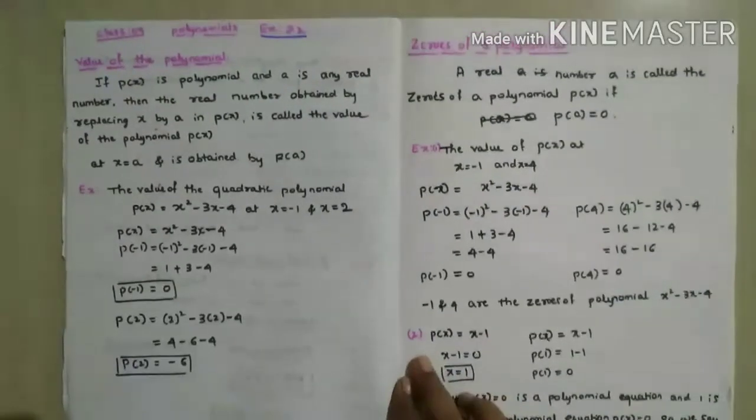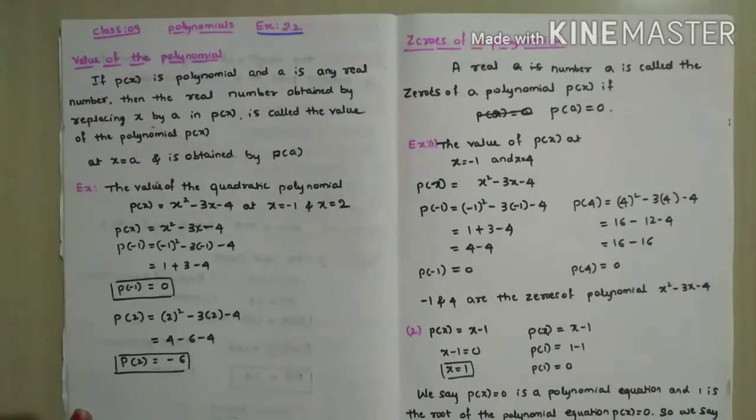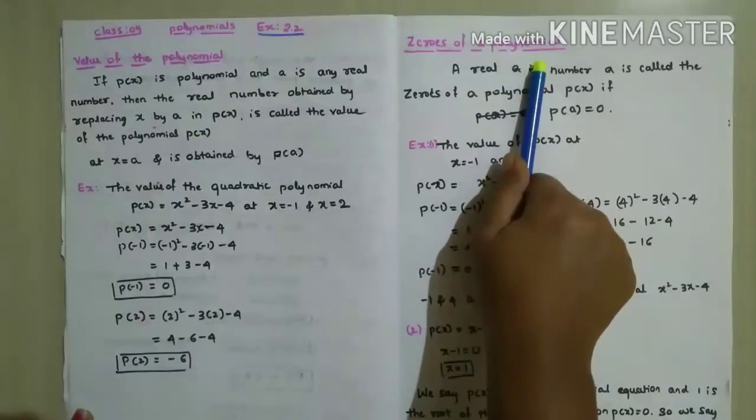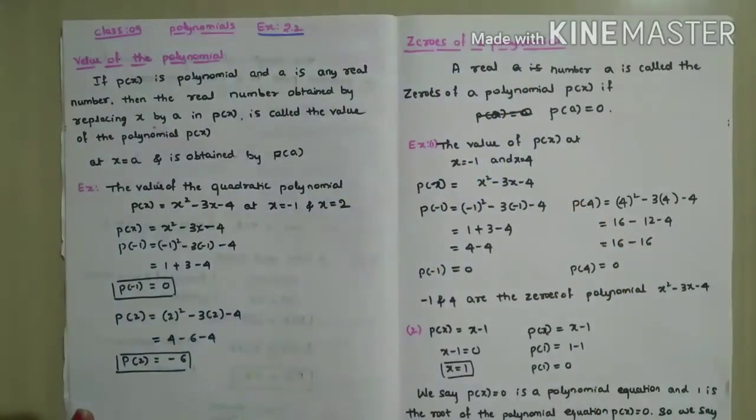Hello children, in this video we are going to learn 9th standard polynomial chapter exercise 2.2. Before starting this exercise, we have to know about the value of the polynomial and the zeros of the polynomial. Then only you can understand that exercise.